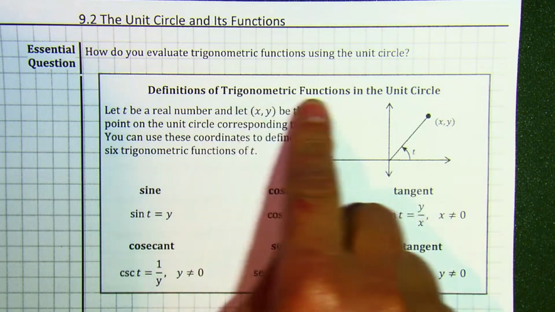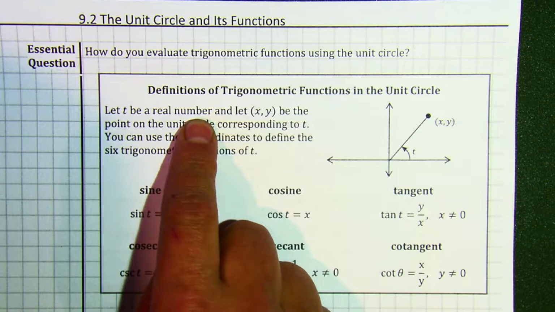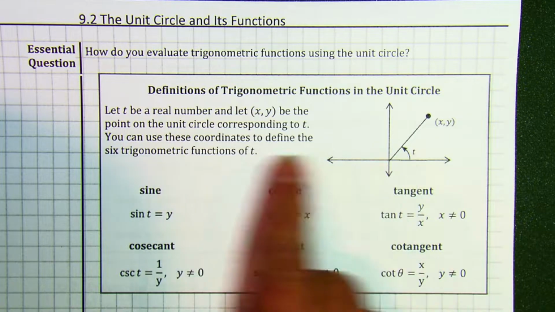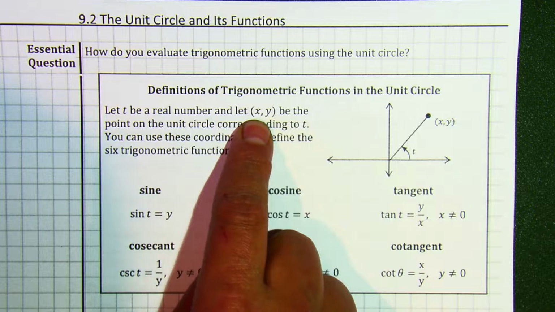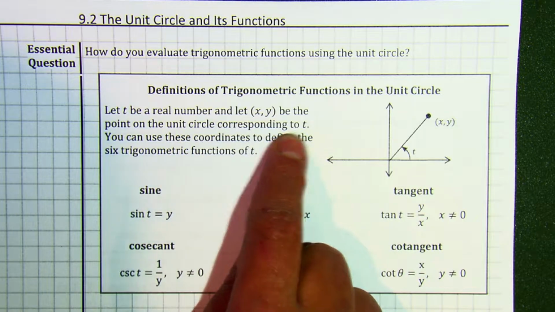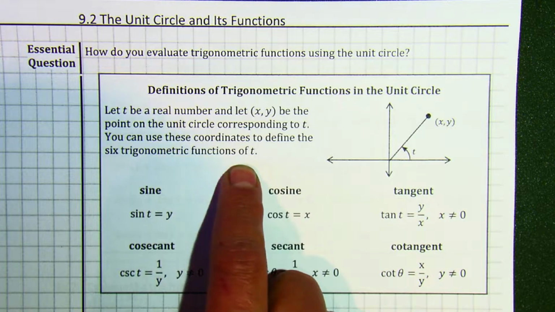Definitions of trigonometric functions in the unit circle. Let t be a real number. So therefore your angle is going to be a real number. And let x, y be the point of the unit circle corresponding to t. You can use these coordinates to define the 6 trigonometric functions of t.